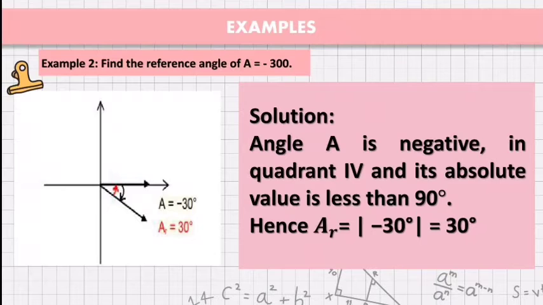Example 2. Find the reference angle of A equals negative 300. Solution. Angle A is negative in quadrant 4 and its absolute value is less than 90 degrees. Hence, A sub r equals the absolute value of negative 30 degrees equals 30 degrees.